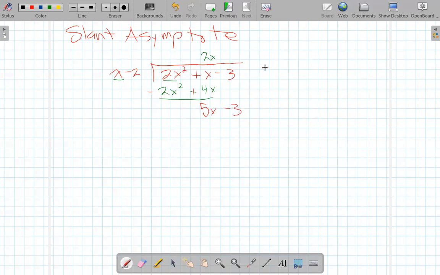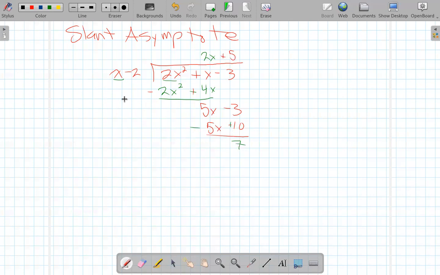All right, so let's see, did I do that right? Yeah, that looks right. What times x gives me 5x? Well, that would be plus 5. 5 times x is 5x, and then times minus 2 is minus 10. All right, and then subtract, change the signs, and we get a remainder of positive 7.